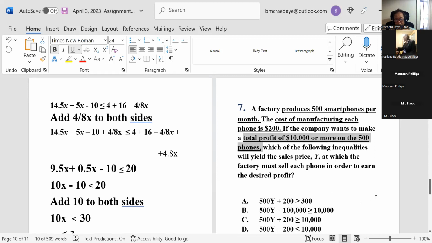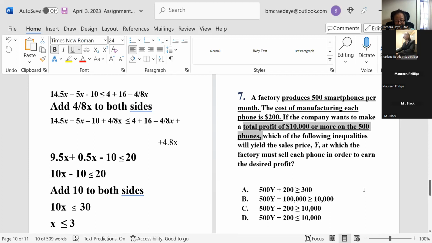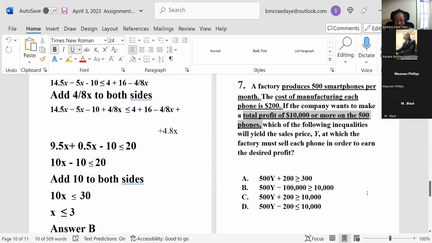How would you find the cost of producing those 500 phones? Multiply it. Get the cost by... Wait, just a minute. Who's talking? Mercy. Go ahead. I was saying, 500 multiplied by 200 would tell you the cost of the 500 phones. That's right. That's perfect. The 500 times the 200 would be the cost of producing 500 phones. So do that.